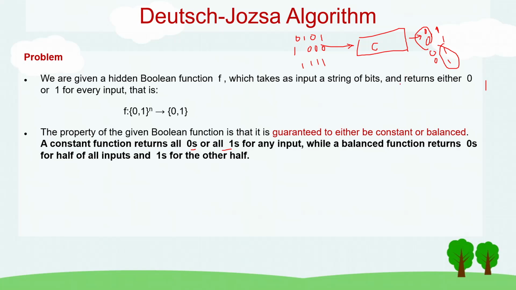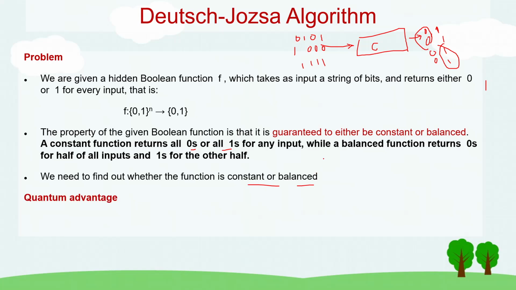Okay. Now, I have a question for you. Suppose we have the function here. I want to find out what it is, so I have to make a query, or give the input. How many times should I query to be 100% confident that this function is constant or balanced? I want at least a couple of you to unmute and tell me how many times you have to make the query. That is the problem: we need to find out whether the function is constant or balanced. So in the classical way, how many times do you have to do it? And you will see the quantum advantage later.